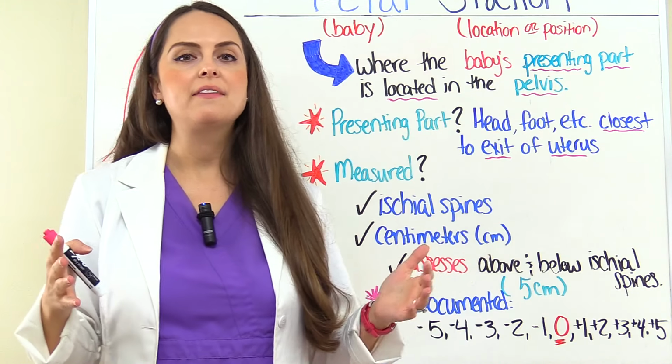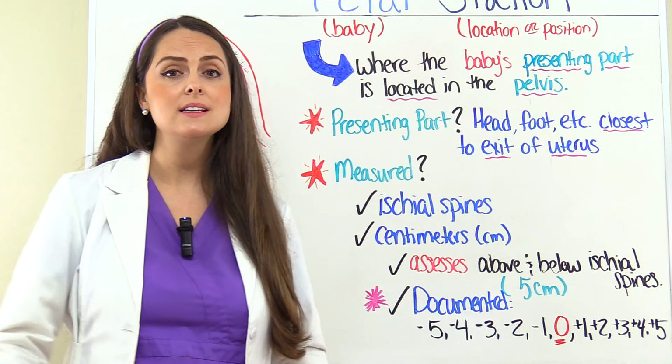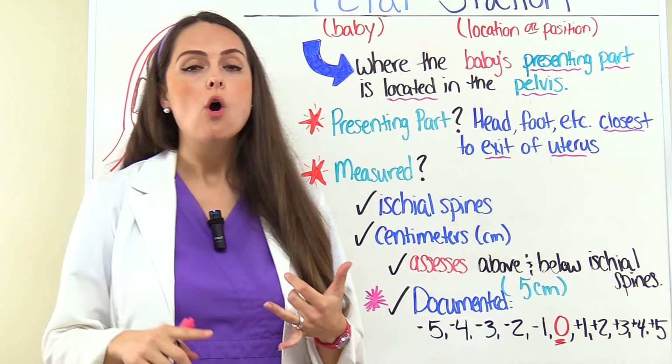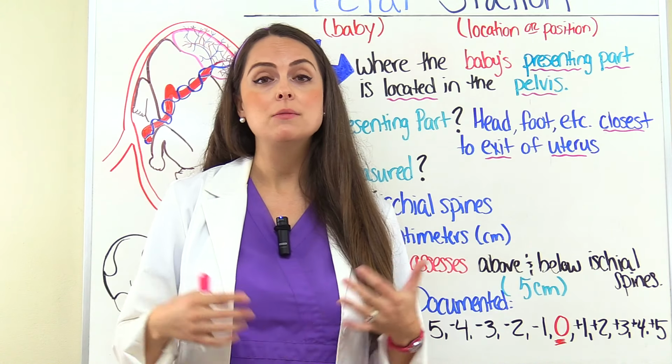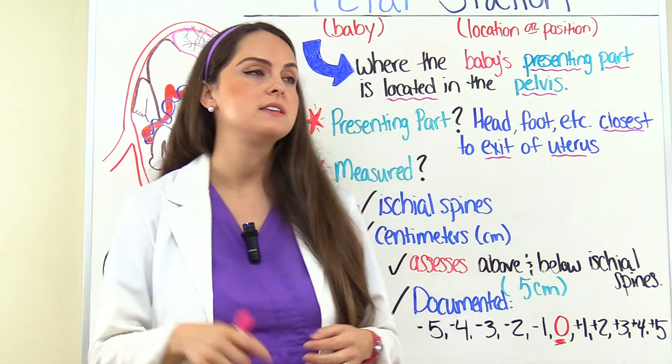Now let's talk about how fetal station is measured. Whenever we're looking at this measurement, it is telling us how much that baby has descended down in that pelvis. It's going to tell us if the baby is engaged, or if the baby is about to be born. Lets us know that we need to be prepared for delivery of this baby.